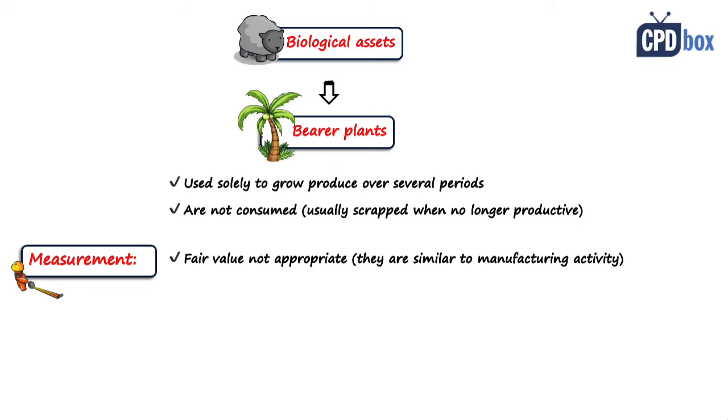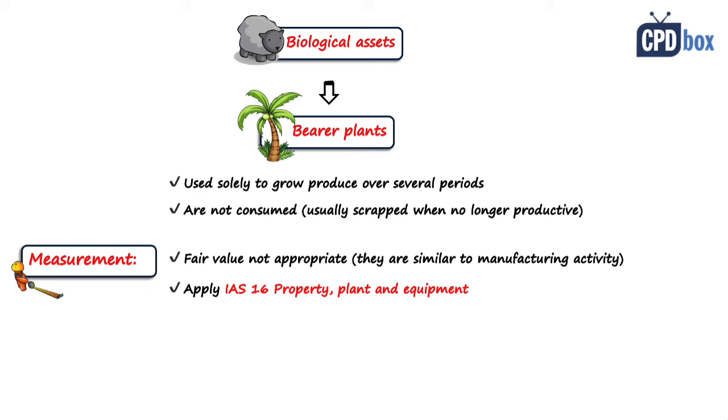And the reason is that bearer plants are similar to machines in manufacturing activity. And also it was almost impossible to determine fair values of these plants in many cases. And therefore in 2014, bearer plants were excluded from the scope of IAS 41. That means you should apply IAS 16, property, plant and equipment.